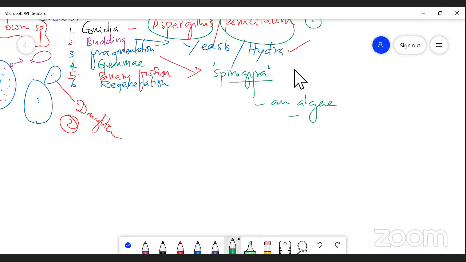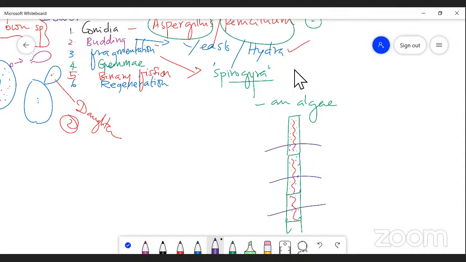I'm drawing now, this is a Spirogyra plant. It is a multicellular organism. It is a green alga in which there is a ribbon-like structure that arises at the center of every cell of Spirogyra. So what is fragmentation? Fragmentation is nothing but a breakage which occurs in the cells of Spirogyra.